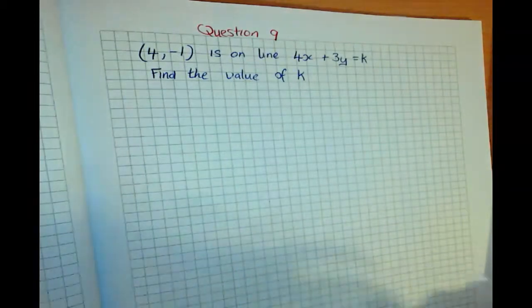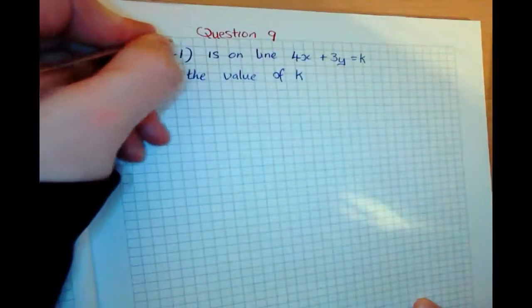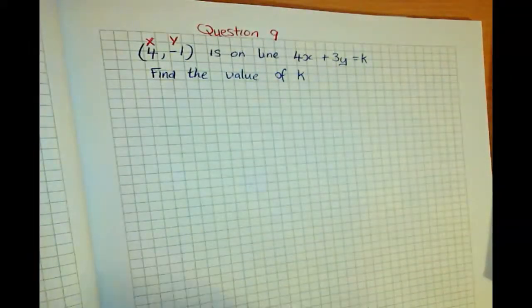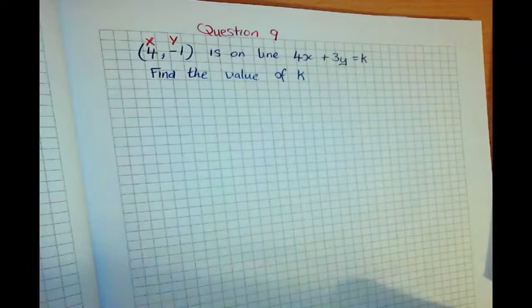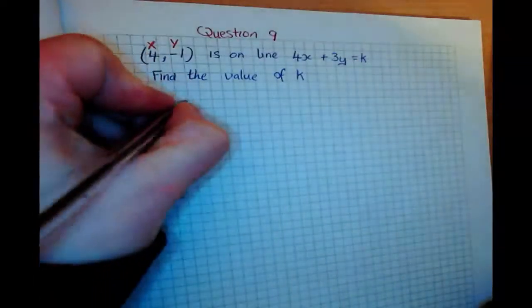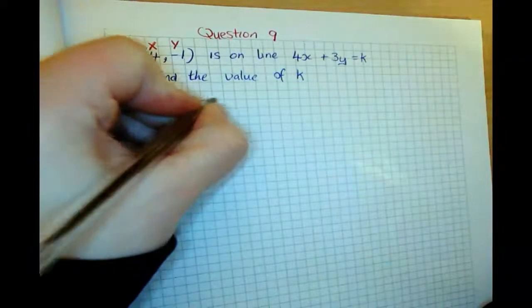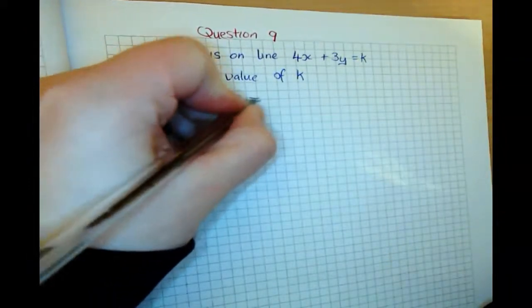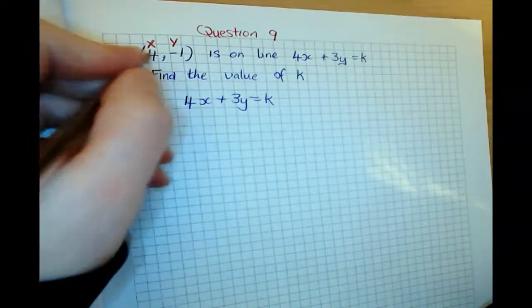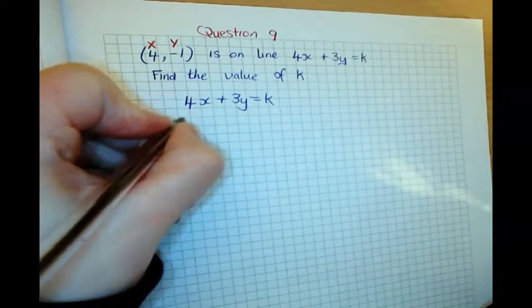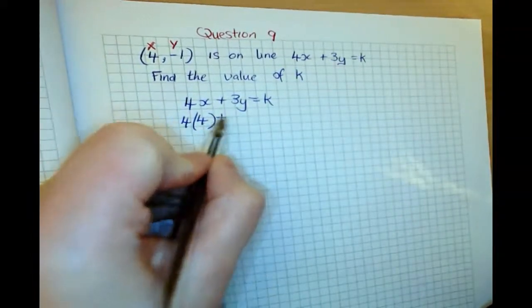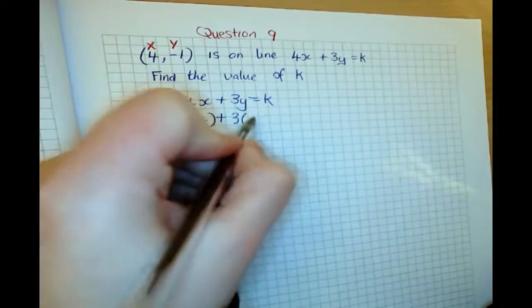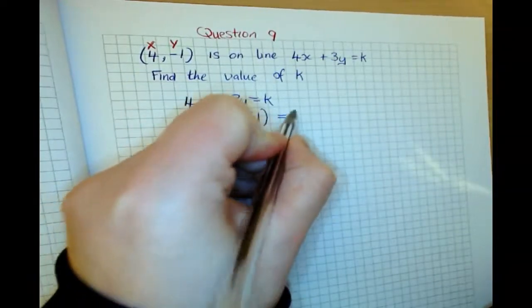Okay, so again, we're labeling our x and our y, and we're trying to find k. So we're going to sub in x and y into the equation of the line, because we know that point is on the line, so we should be able to solve that equation. So 4x plus 3y is equal to k. Where I see x, I'm putting in 4, where I see y, I'm putting in minus 1. So 4 by 4, plus 3 by minus 1, is equal to k.